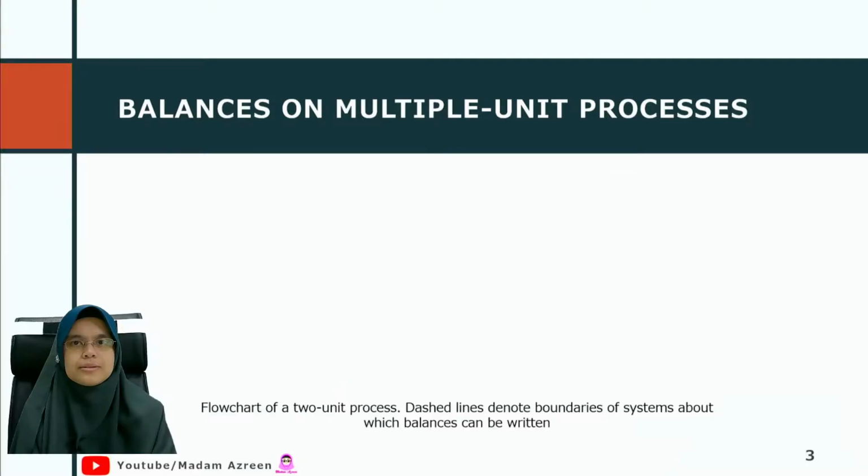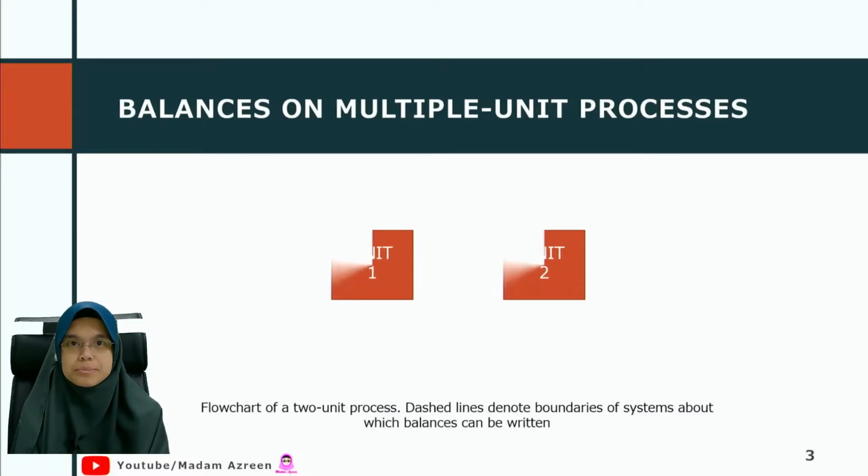So when you have multiple units, you need to draw multiple block diagrams because each of the units is represented by one block diagram. Okay, let us start our material balance for multiple unit process. We start with a simple one whereby we have two units. Before this you had only one unit, but now you have two units.